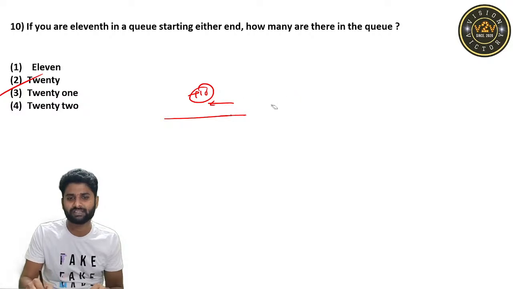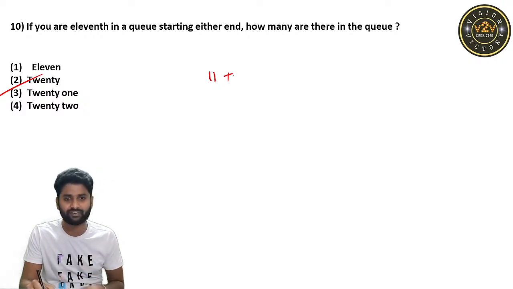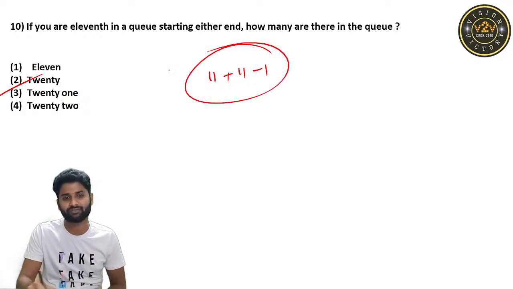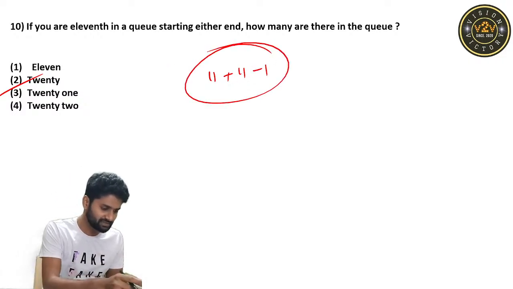Otherwise, just take this statement here. If you consider from one end, the position is 11. If you consider the same person from the other end, it is 11. If you observe both the numbers, we are including the same person. That's why subtract one time. So 21 is the correct answer.